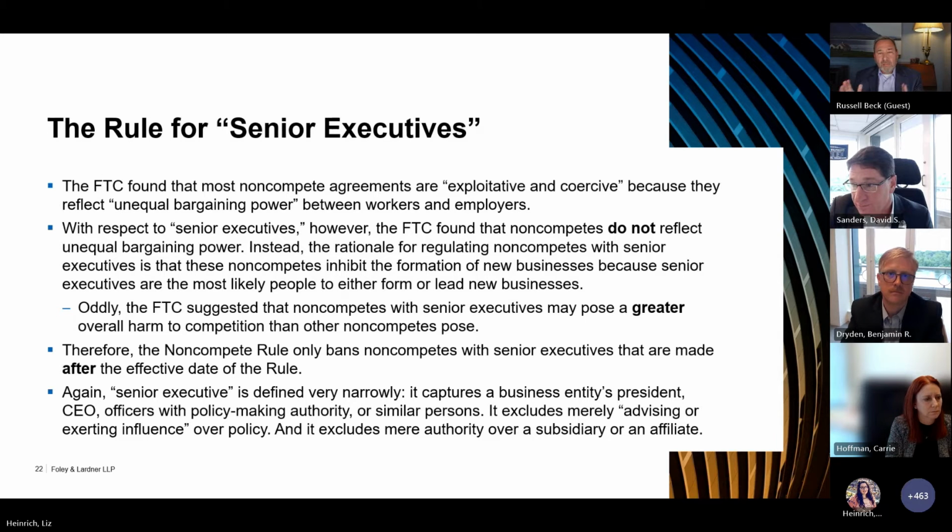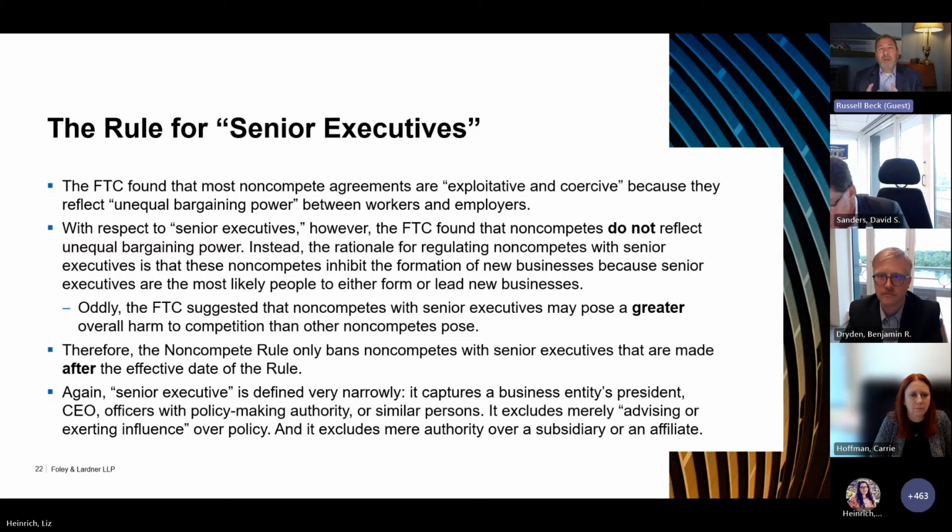And so what the FTC has said is, look, for senior executives, if you have an agreement that is in place as of September 4th, the effective date, assuming again that that's the day it goes into effect, any agreement that exists already can continue to exist. It's not invalidated. You can still enforce it. That's very different from everybody else, whose agreements go away as of September 4th. But again, as I mentioned earlier, the senior executive exemption is very, very, very narrow.